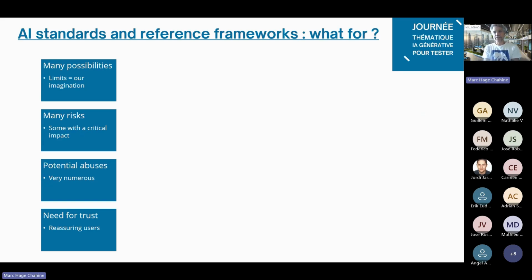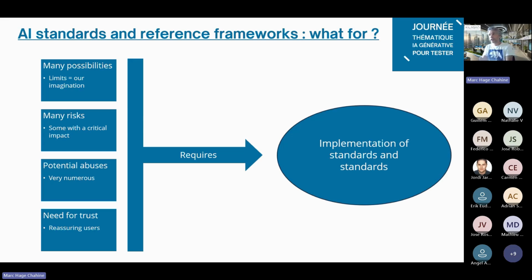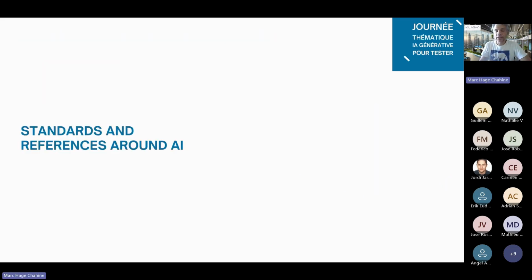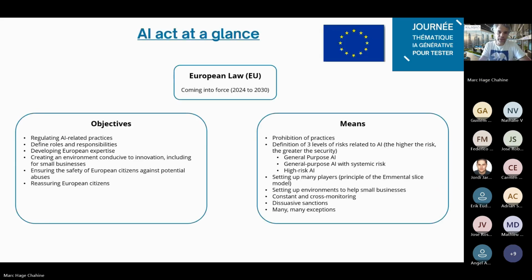So, AI standards. I think that we all agree that there are a lot of possibilities, and the limits are our imaginations. So there are many risks and there are potential abuses with deepfakes, for example. We need to trust. We need to be sure that with AI, we won't have big issues and that we can rely on AI. And for that, we need to implement standards and reference frameworks. About standards, I think you all heard about the AI Act.